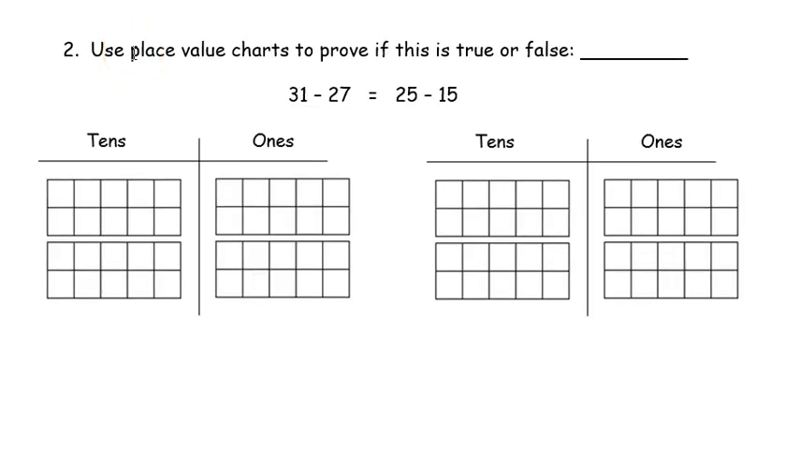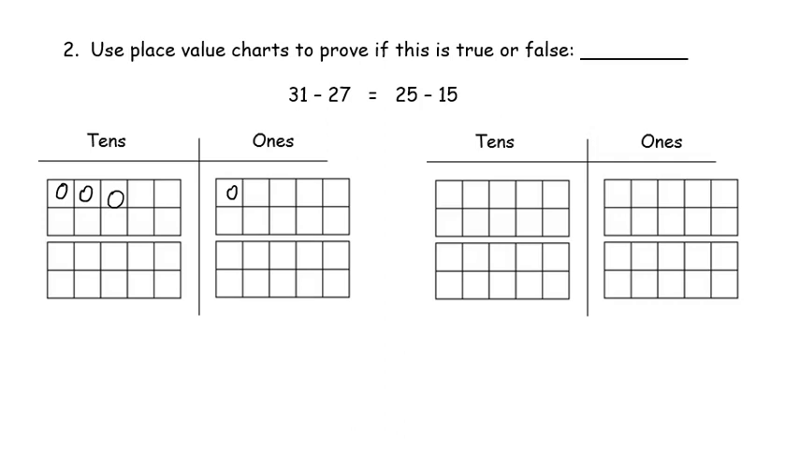Now let's look at this problem. Here we're asked to use the place value charts to prove if this is true or false, meaning 31 minus 27 is equal to 25 minus 15. So we'll use the charts and then compare our answers to each problem. I'll show 31 minus 27 first. 31 is made up of 3 tens and 1 one. I need to subtract 27, which means I need to subtract 7 ones.